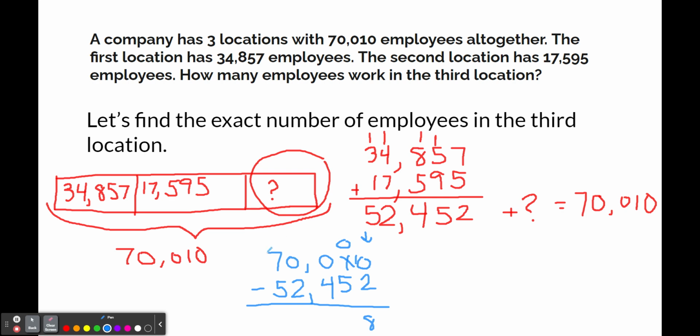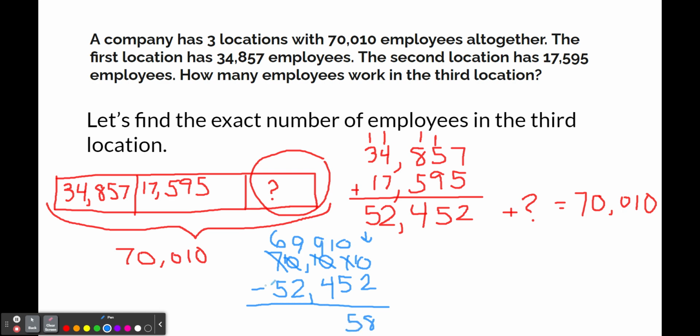So now let's go to my 10,000s. I'm going to take one 10,000, leaving me a 6. I'm going to give that to my thousands. Now I'm going to take 1,000 and break those thousands into 10 hundreds. I'm going to take one of those hundreds, and then now I have 10 tens. So I have 10 minus 5. I can do that now, which gives me 5.